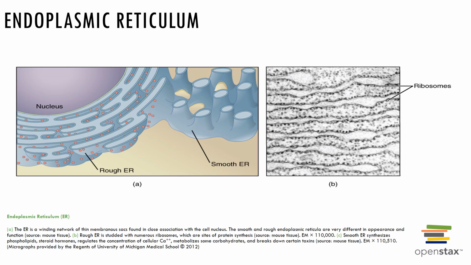Smooth ER consists of no ribosomes, and the tubules are generally arranged in a looping network. Smooth ER also has numerous functions, including synthesizing phospholipids and cholesterols, steroid hormones, synthesizing and storing glycerides, synthesizing and storing glycogen.